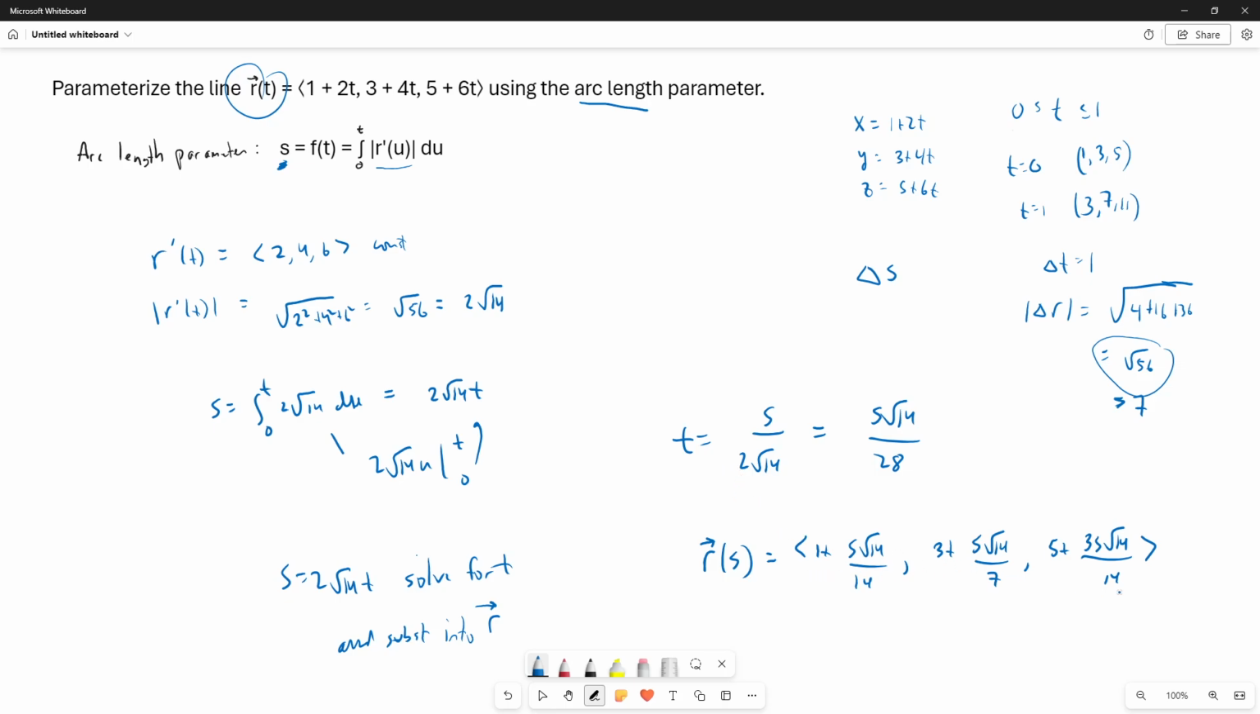So that's the arc length parameter. A change in the arc length parameter corresponds to a change of exactly the same amount in the position on the curve. Okay, so that concludes the problem.